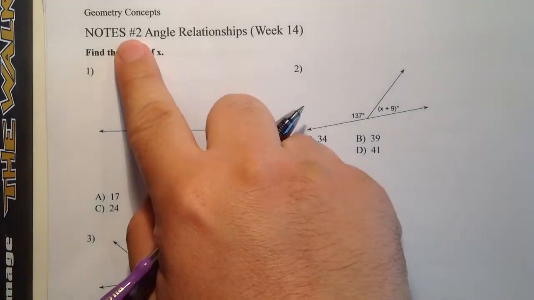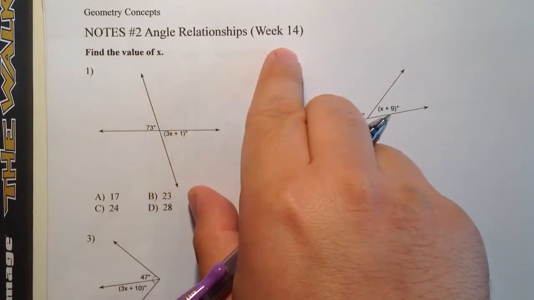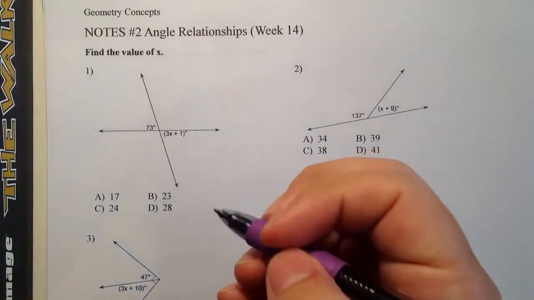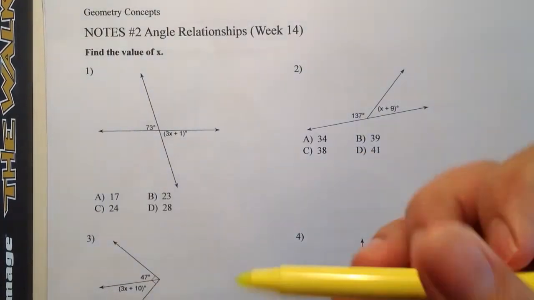Today we're going to be doing notes number 2, angle relationships. This is for week 14. We've done these problems before, so we're just reviewing some of the basic angle relationships that are out there. So, for instance, when you're looking at number 1, look at these two angles.